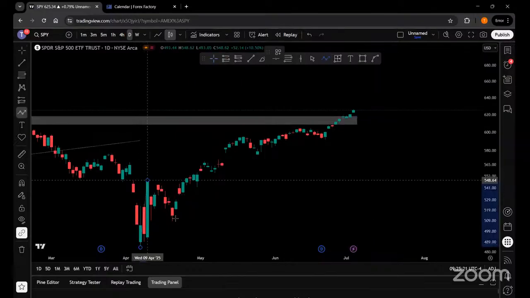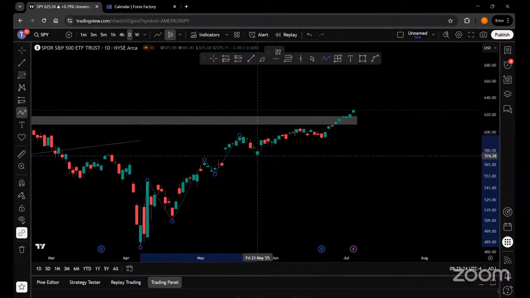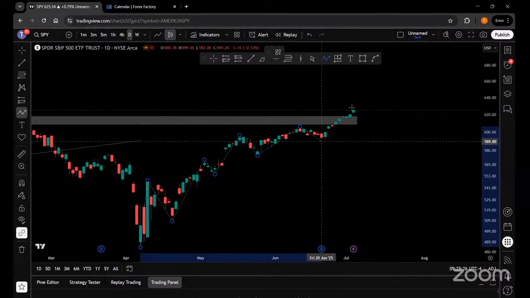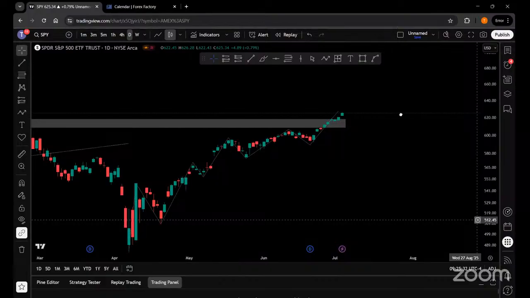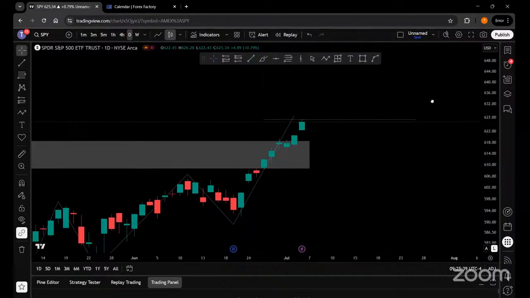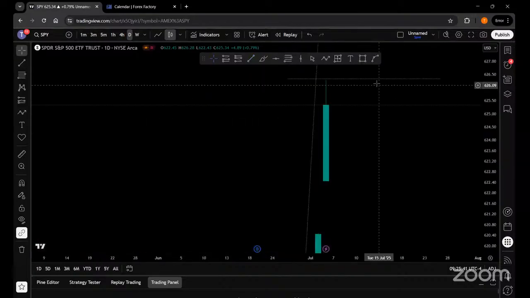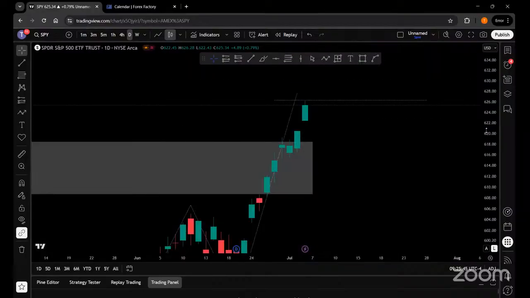You will see the price creating a new series of higher highs and higher lows like this, and this, and this. So this is the major market structure: the price is creating a series of higher highs and higher lows. Now what we are understanding over here is that this level of 626, exactly 626, is the major resistance level.